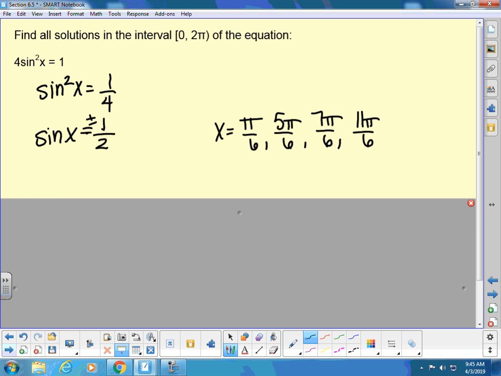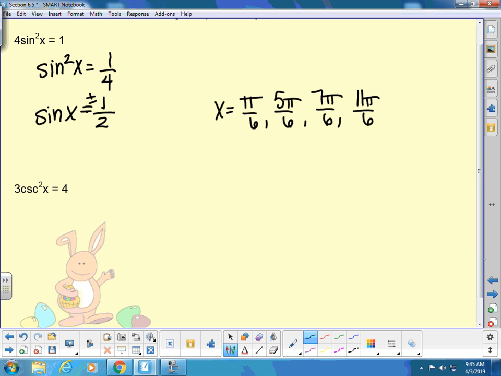Okay. All right, let's try another one. 3 cosecant squared equals 4. First step. So divide by 3. 4/3.